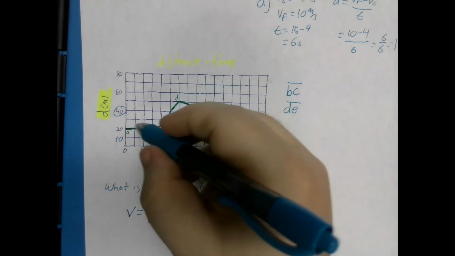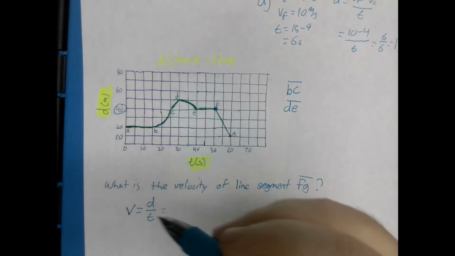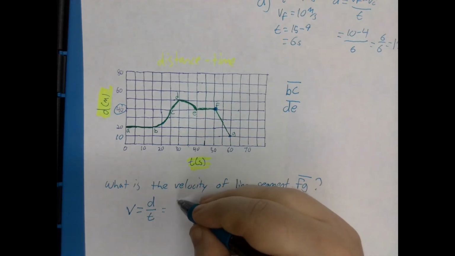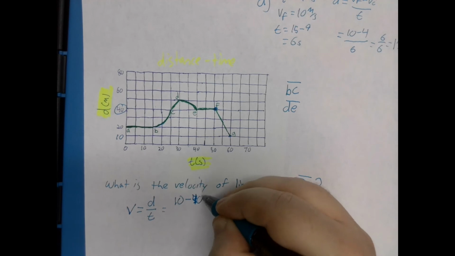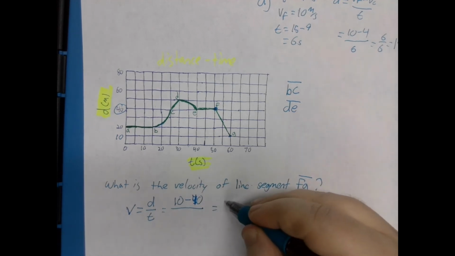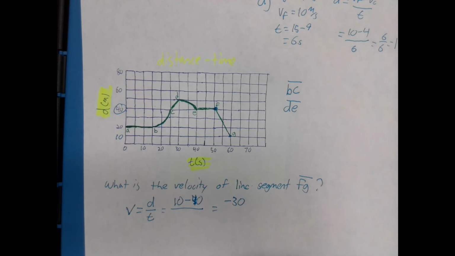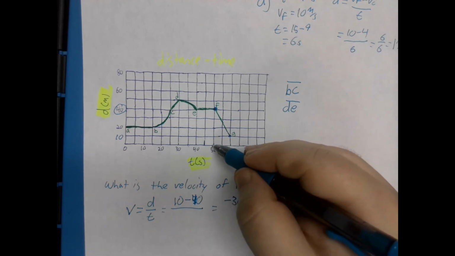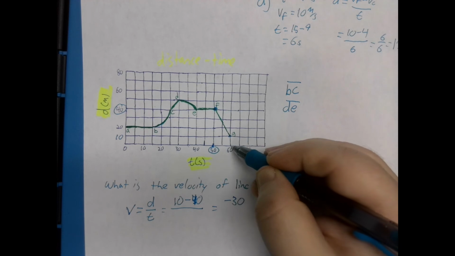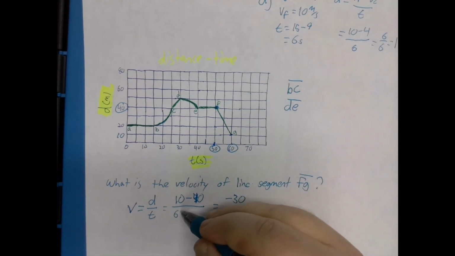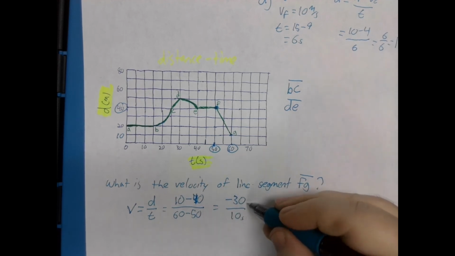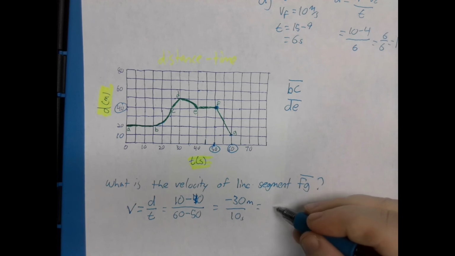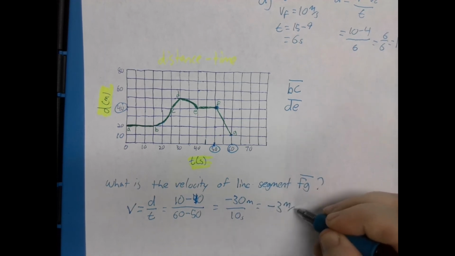So you decreased by 30 meters. You put in your final distance first, so you went from 10 minus 40. So you changed your distance by negative 30. And you did this between 50 seconds and 60 seconds, so between 60 and 50. So you did it for 10 seconds. So your speed is negative 3 meters per second.